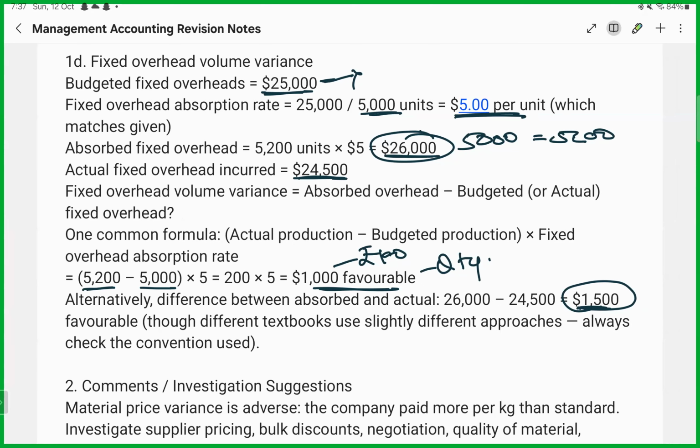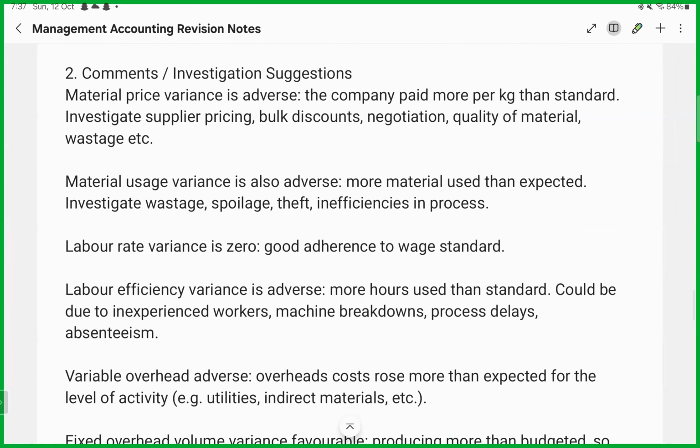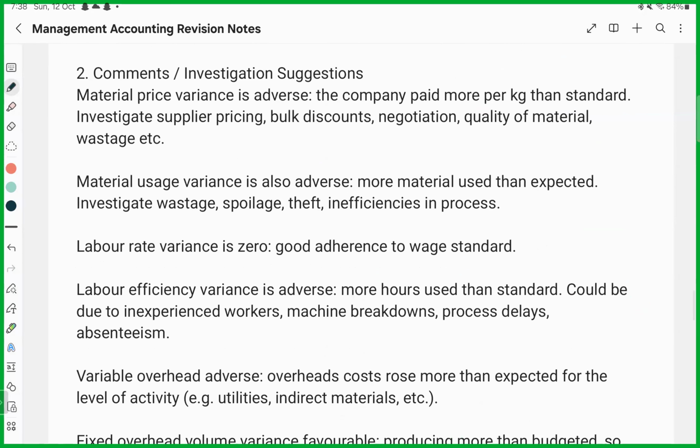Now let's start commenting on the same, because the question is also asking me to comment. Let's talk about the material price variance. Material price variance was adverse, which we have actually seen, because the company has paid more per kg than the standard rate. We will investigate this. We investigated the supply pricing, the bulk discounts or the negotiation, so that we can decide what rate we have to keep for the future.